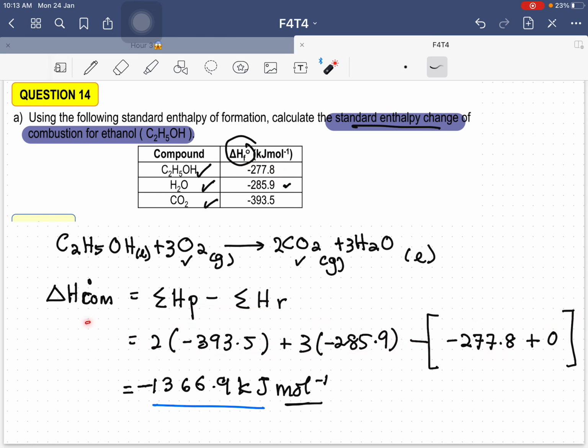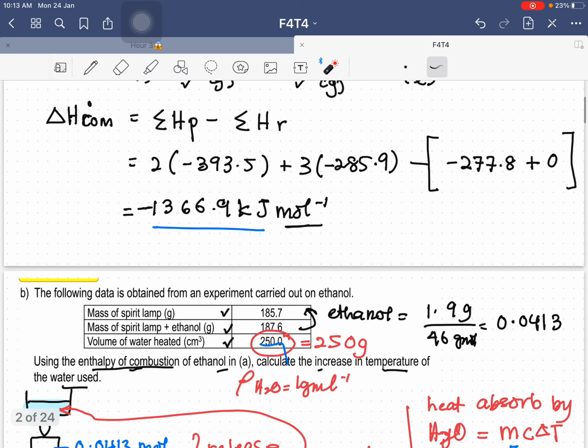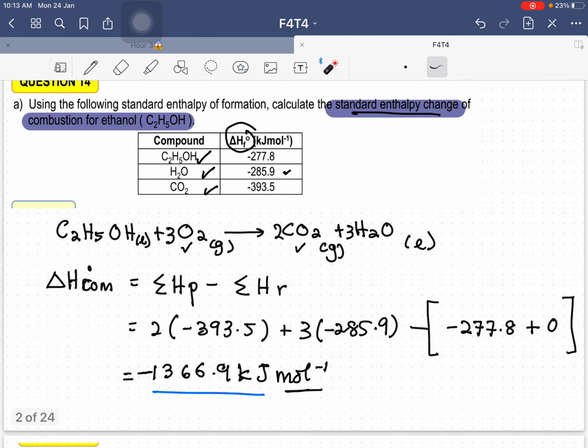Finally, the enthalpy of combustion of ethanol is negative 1366.9 kJ per mole. Meaning that for 1 mole of ethanol burned in excess oxygen, it will release heat of negative 1366.9 kJ per mole.